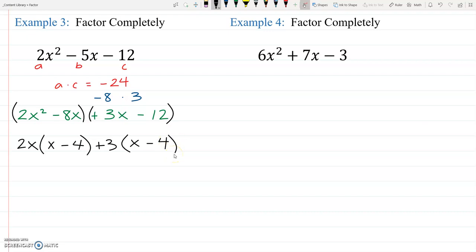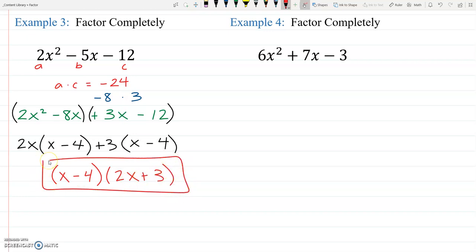So I pause. My two binomials are the same. I want to celebrate. Yay, I'm happy. I'm doing good so far. And now I'm ready to write my final answer, which is just x minus 4 and 2x plus 3. Same answer I got using the area model.